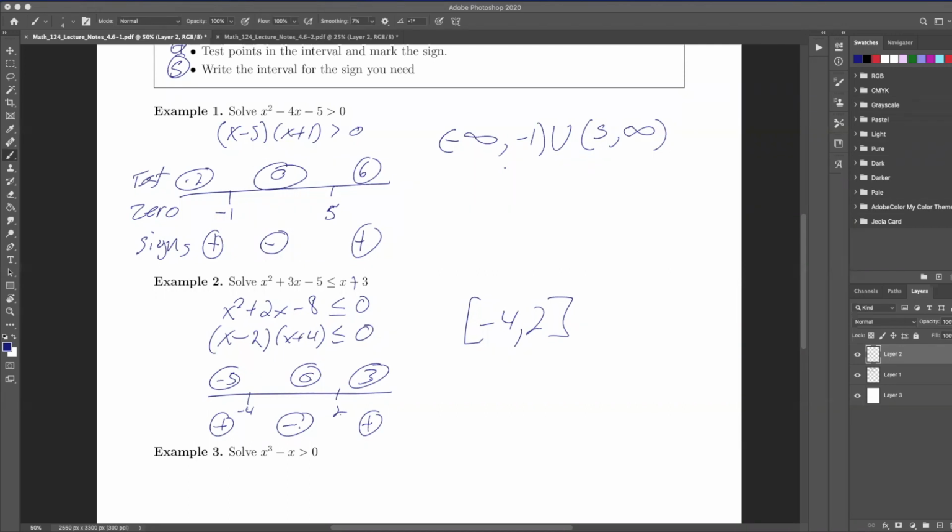Will this be on the test? Yes. I'm like 90% sure. I don't know. At the end of the class, I'll double check on that for you guys. Okay.